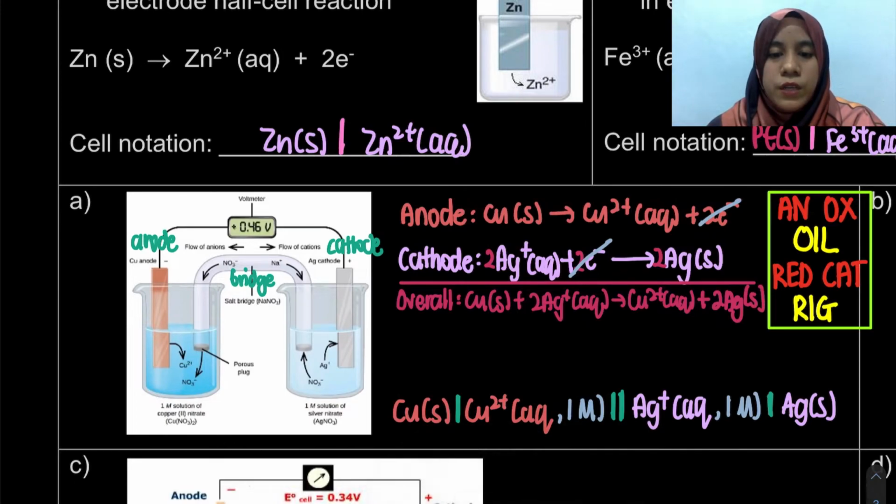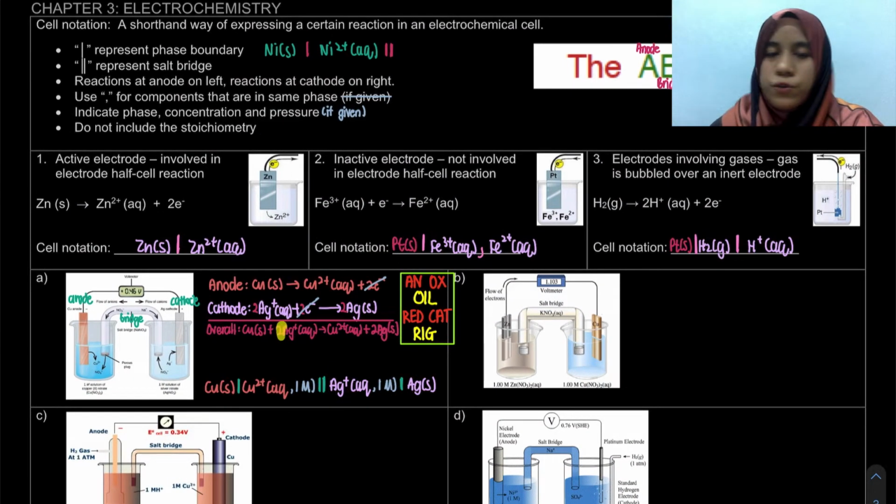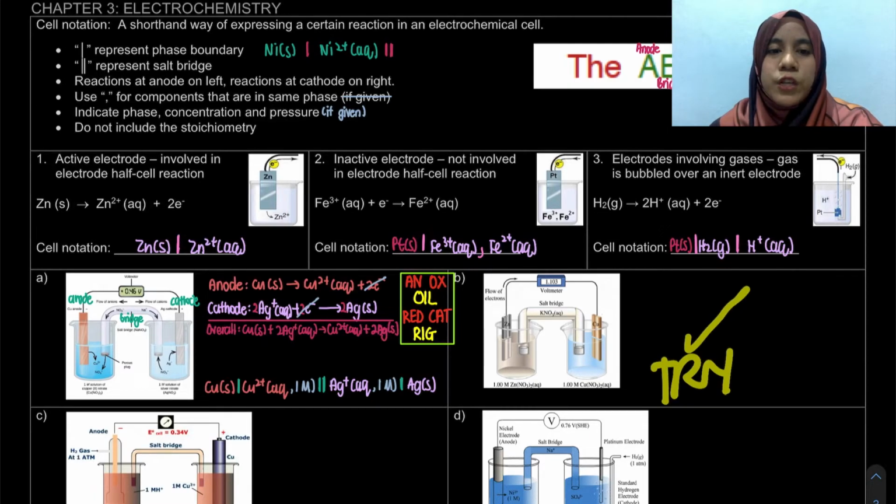Okay, so here, even though from the overall we have stoichiometry, for the cell notation, we don't have to include the stoichiometry. Again, cell notation does not include the stoichiometry, but start and end with solid. Okay, so example B, you could try yourself.